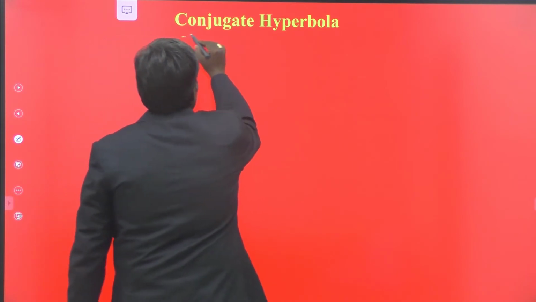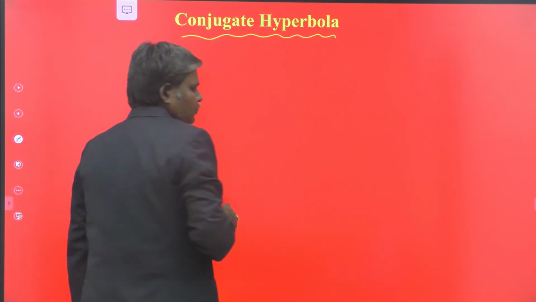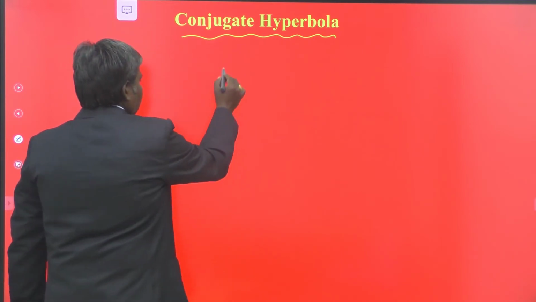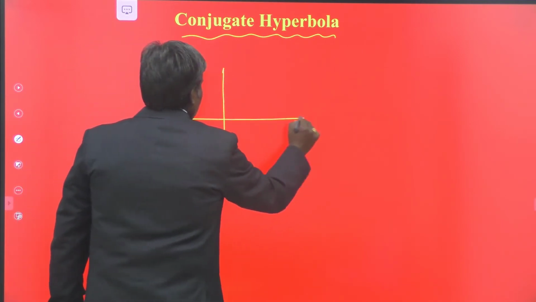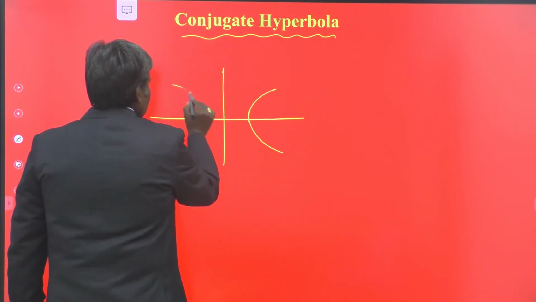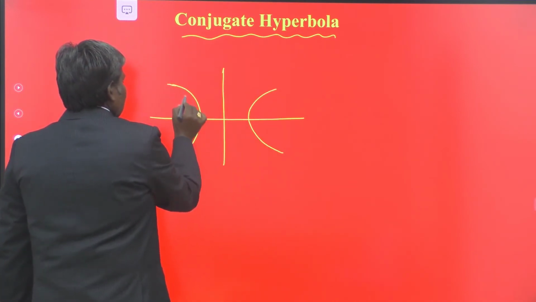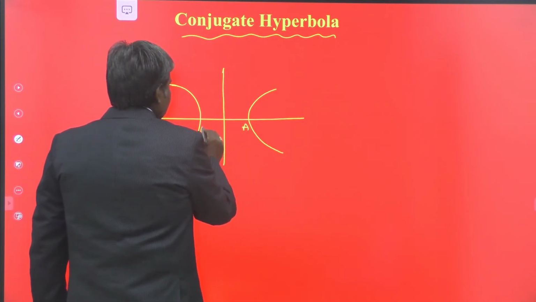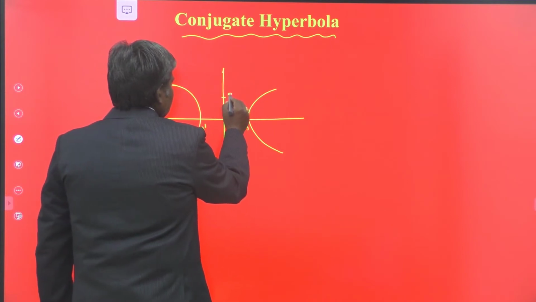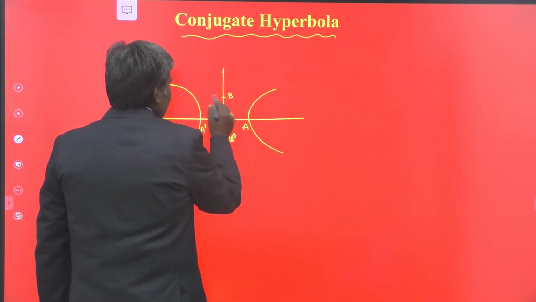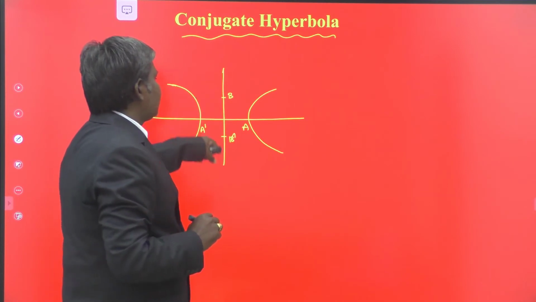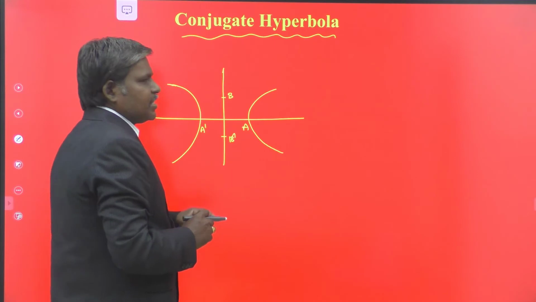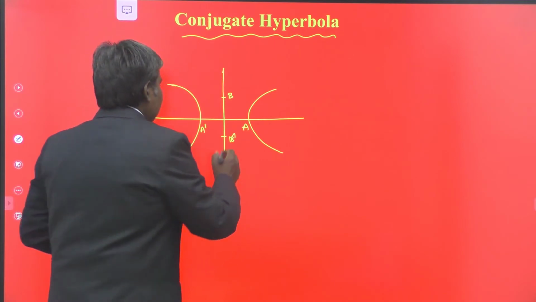Next one. Now let us define the conjugate hyperbola. How to define the conjugate hyperbola? We know the definition of the hyperbola. So SP by PM is greater than 1. Such a locus of a point is a hyperbola. This is AA dash, it is called the transverse axis. This is BB dash, it is called the conjugate axis. B and B dash are not points of intersection of the curve with the y-axis. They are just at distances of B units from the center.